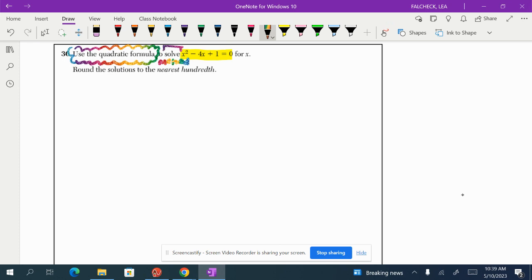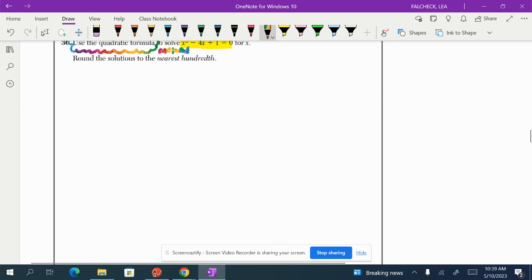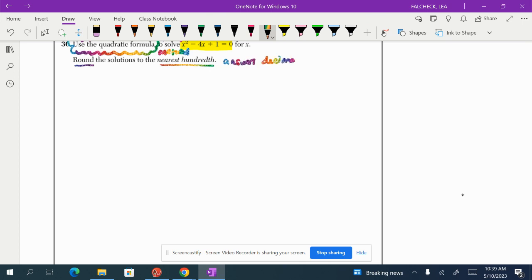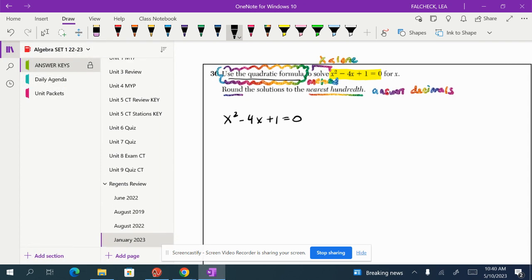We are solving. That means we're going to get x all by itself. And we want to round the solutions to the nearest hundredth. So that means our answers are going to be decimals. So we're going to take this quadratic function, x squared minus 4x plus 1 equals 0. And we're going to use the quadratic formula, which is located on your reference sheet. So let's go ahead and pull up our reference sheet real fast.